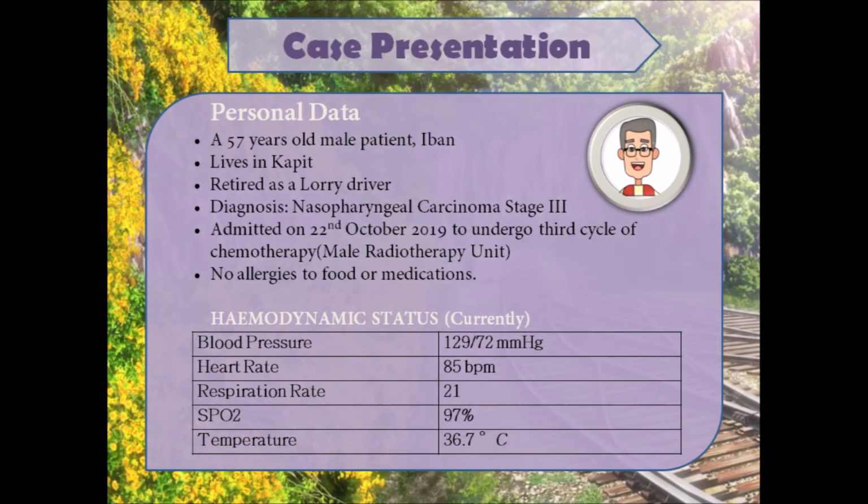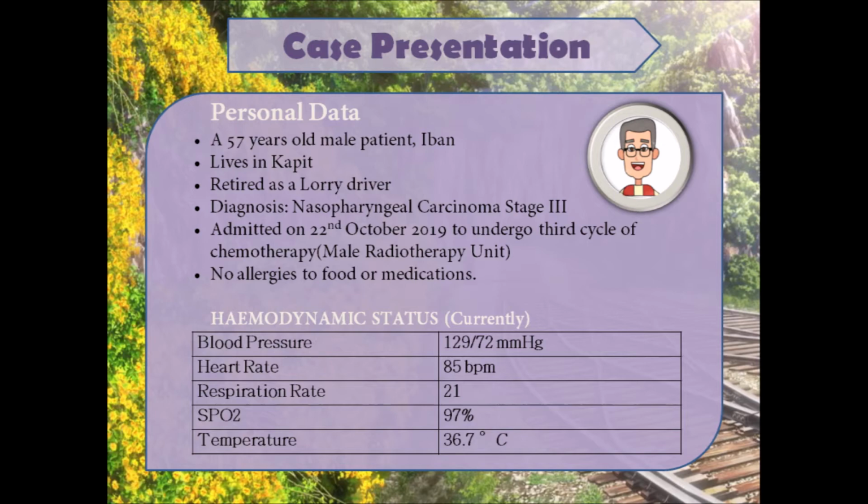Case presentation. There is a 57 years old male patient. He is an Iban and lives in Kapit. He has been retired as a lorry driver for the past 5 years. Patient diagnosis is nasopharyngeal carcinoma stage 3. He has been admitted on 22nd October 2019 to undergo the third cycle of chemotherapy in male radiotherapy unit. He has no allergies to food or medications.